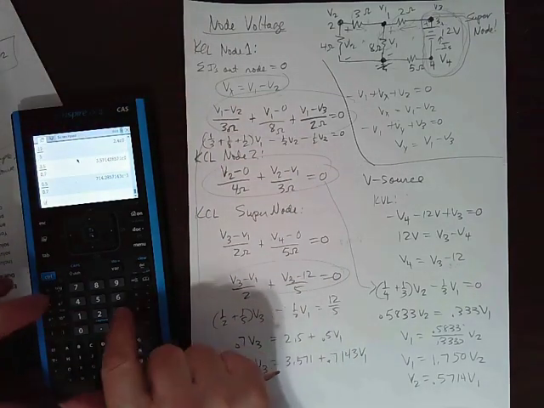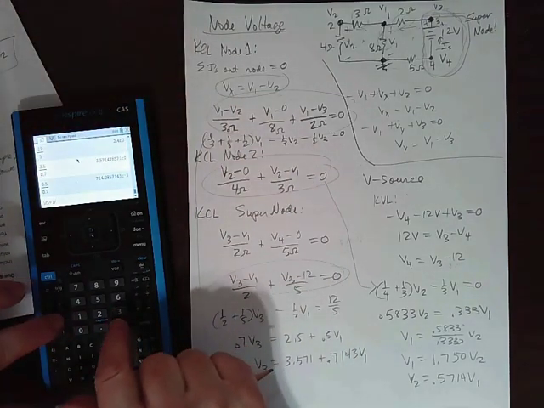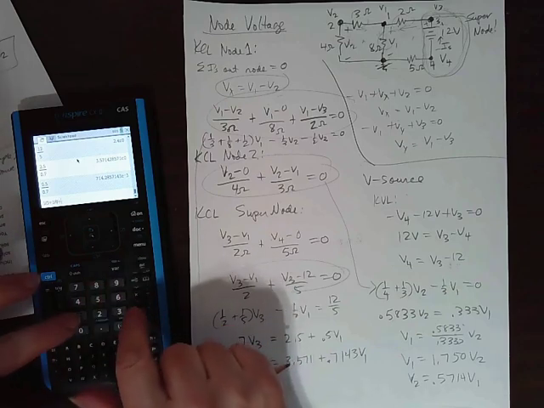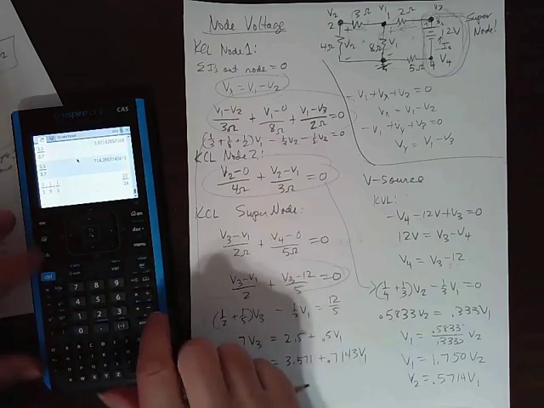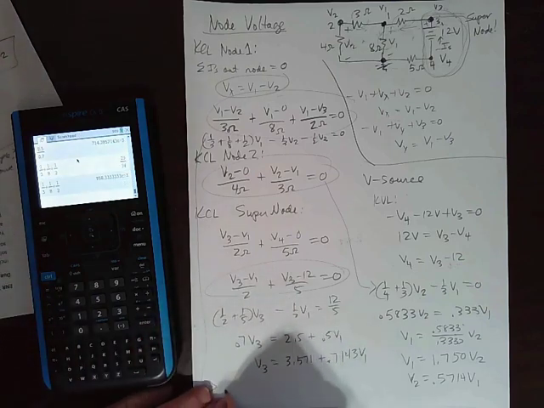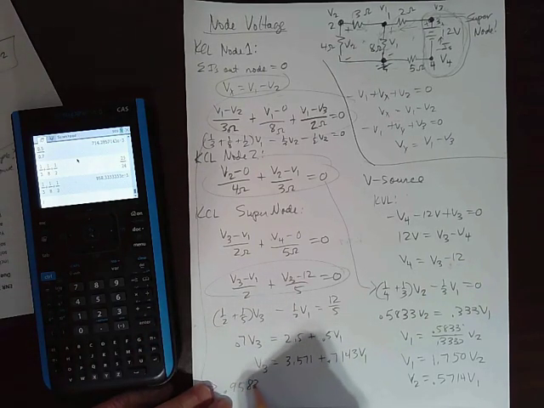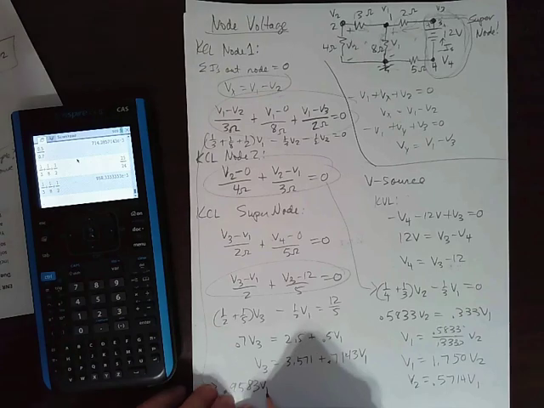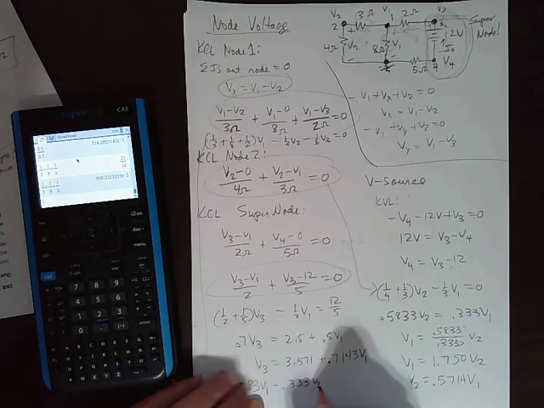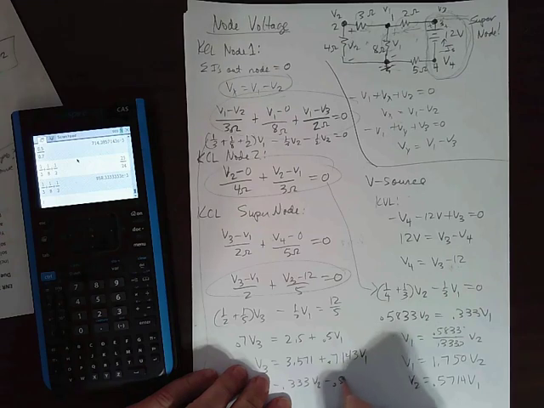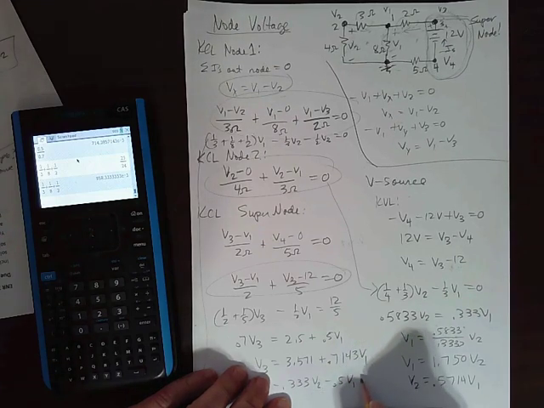So 1 divided by 3 plus 1 divided by 8 plus 1 divided by 2, 0.9583 V1 minus 0.333 V2 minus 0.5 V3 equals 0.